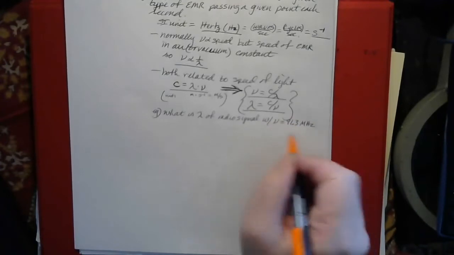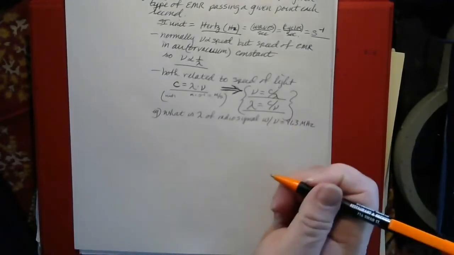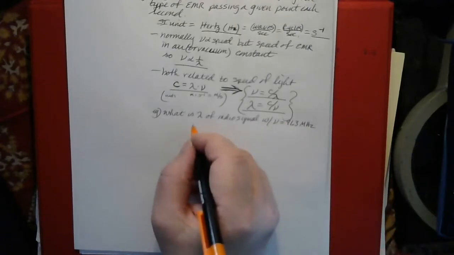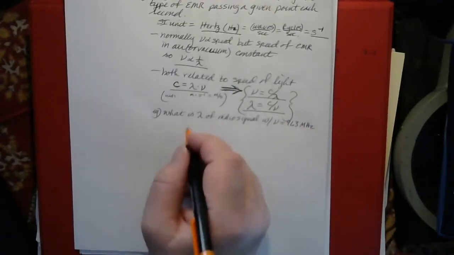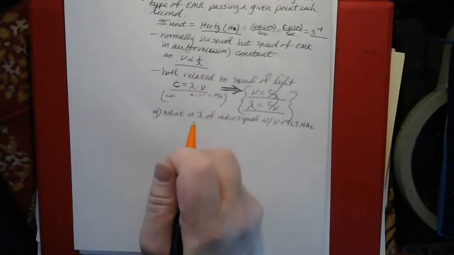Okay, so if the radio station has a frequency of 91.3 megahertz, what is its wavelength? Well, first of all, we'd have to change megahertz to the base unit, which is hertz, because that is the SI unit for frequency.